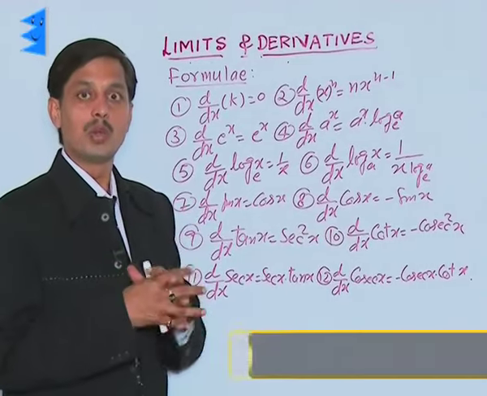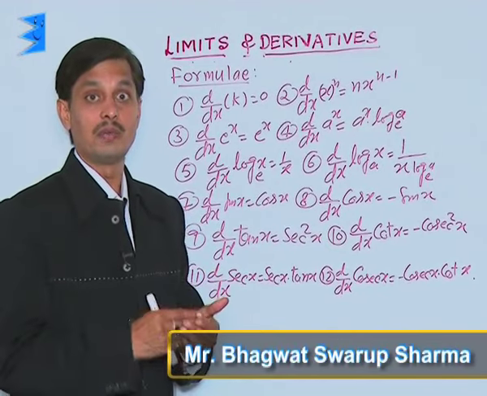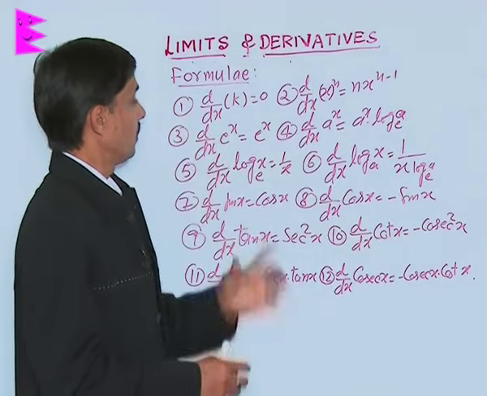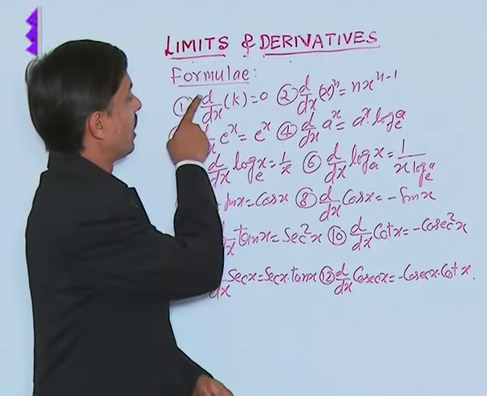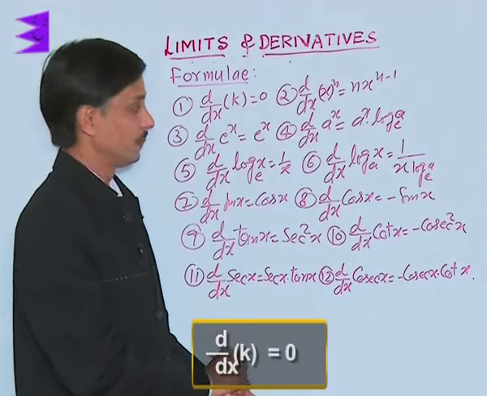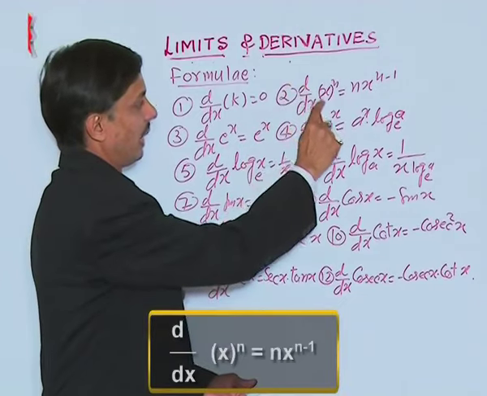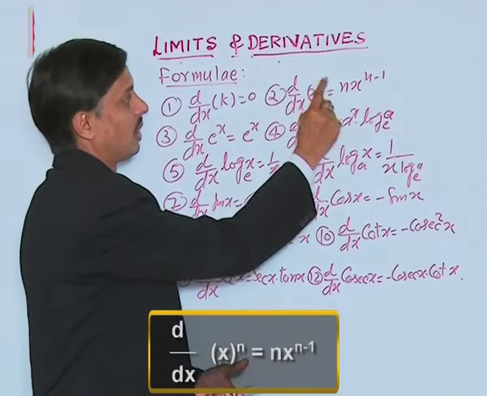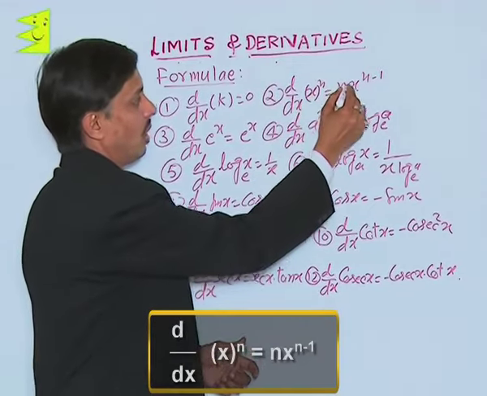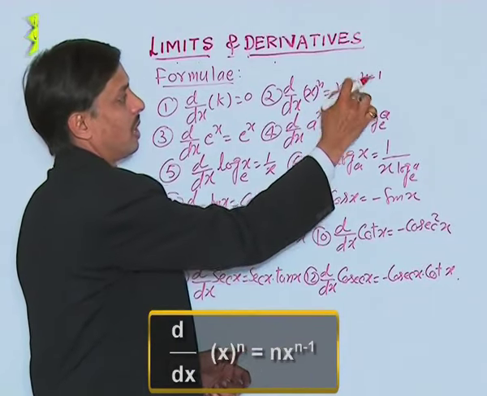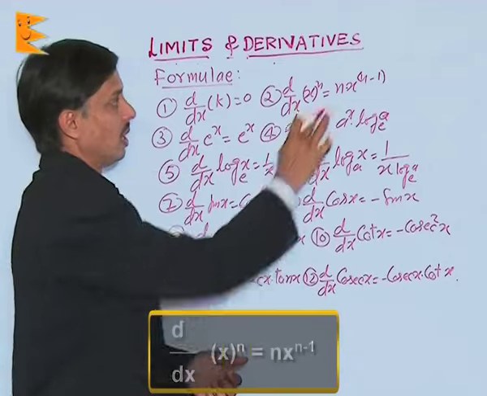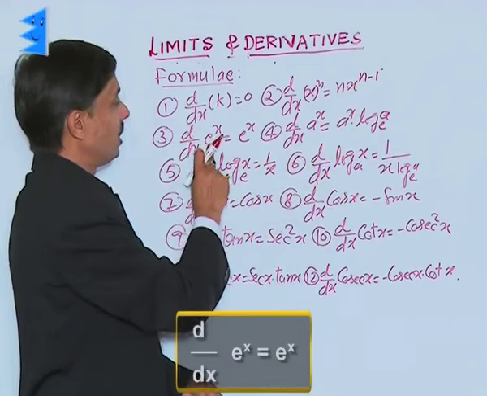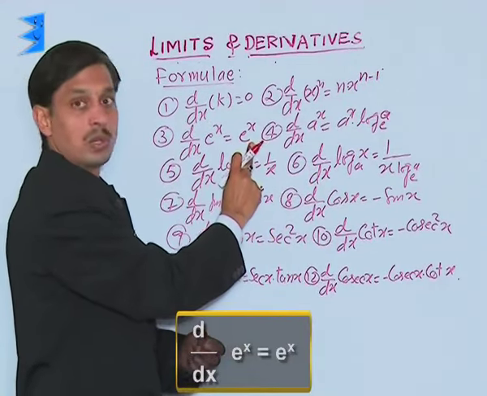Now I want to tell you the results required for solving problems related to derivatives. First, an important formula: the derivative of any constant number is always 0. Second, the derivative of x to the power n, where x is the variable and n is constant, is n into x raised to the power n minus 1. Third, the derivative of e raised to the power x is the same, e raised to the power x.